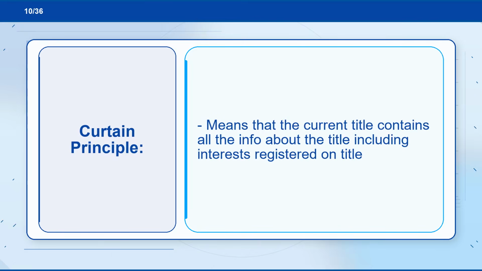Flashcard 10. Term: curtain principle. Definition: means that the current title contains all the information about the title, including interests registered on title.